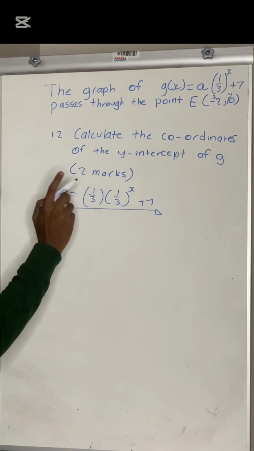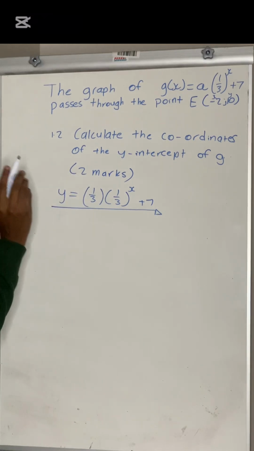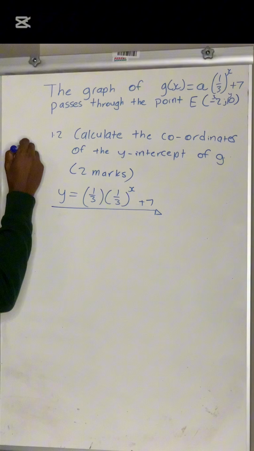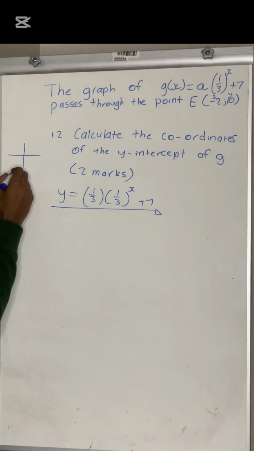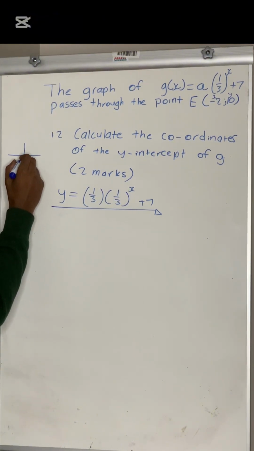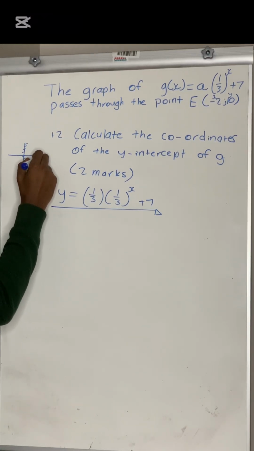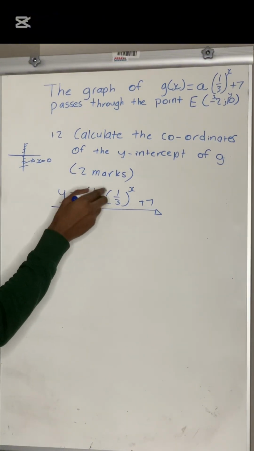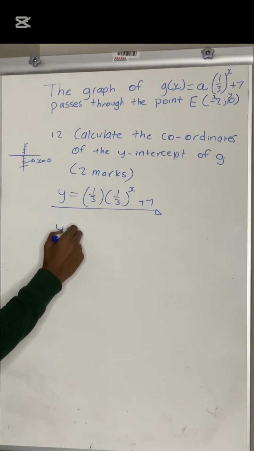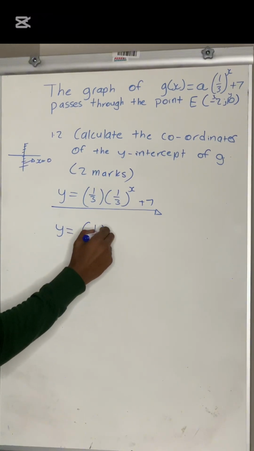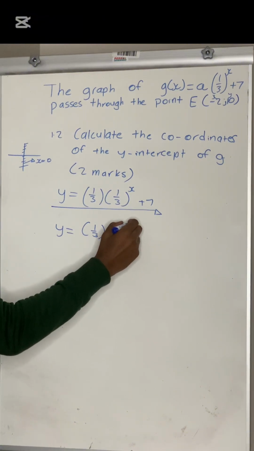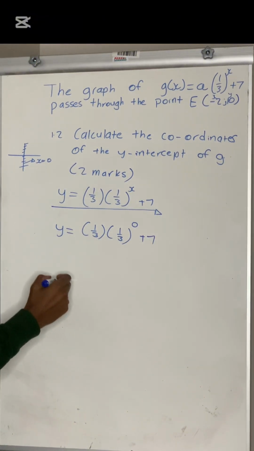In dealing with the y-intercept, we should know that x is always equal to 0 at the y-intercept, because you have your Cartesian plane, and the y-intercept can be here, here, here, as long as it's on the y-axis. x is always equal to 0 on the y-axis. Okay, so let's now solve for the y-coordinate. So y is equal to 1/3 times (1/3)^x, x is 0, so substitute 0, and then plus 7.